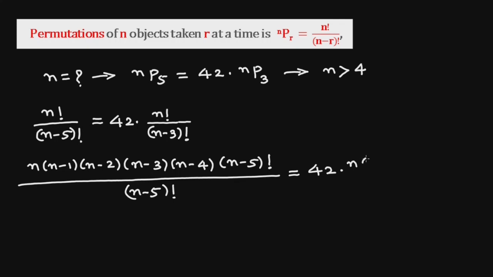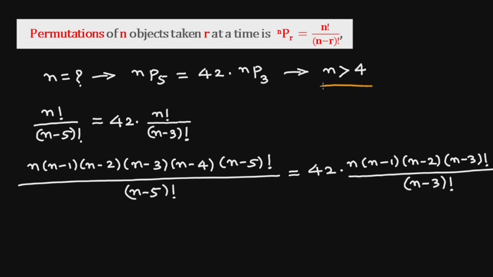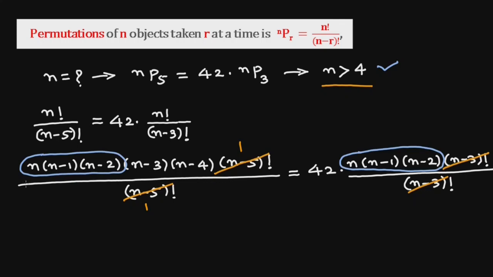So we write n into n minus 1 into n minus 2 into n minus 3 factorial upon n minus 3 factorial. Since n is greater than 4, n minus 5 factorial could be 0 factorial, which is 1, so we can cancel this n minus 5 factorial. We also can cancel n minus 3 factorial, and since n is greater than 4, n into n minus 1 into n minus 2 is not equal to 0, so we can cancel it from both sides.